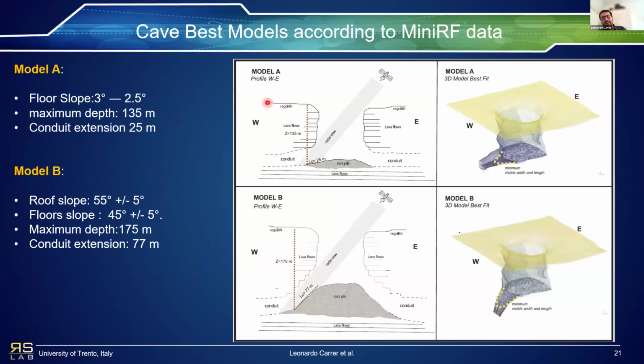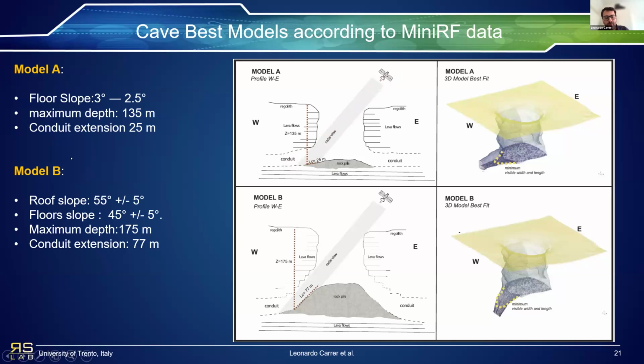So to summarize this part, through matching between simulation and real data, we were able to find two best models that fit the observation. One, which we call Model A, has a floor slope of about 3 degrees. The maximum depth of the conduit is about 135 meters, and the conduit extends for at least 25 meters. Why do we say at least 25 meters? Because the radar waves propagate into the conduit, but due to the geometry, at some point the signal does not get reflected back. But this does not mean that the cave conduit does not extend further. It's just an effect of the geometry.